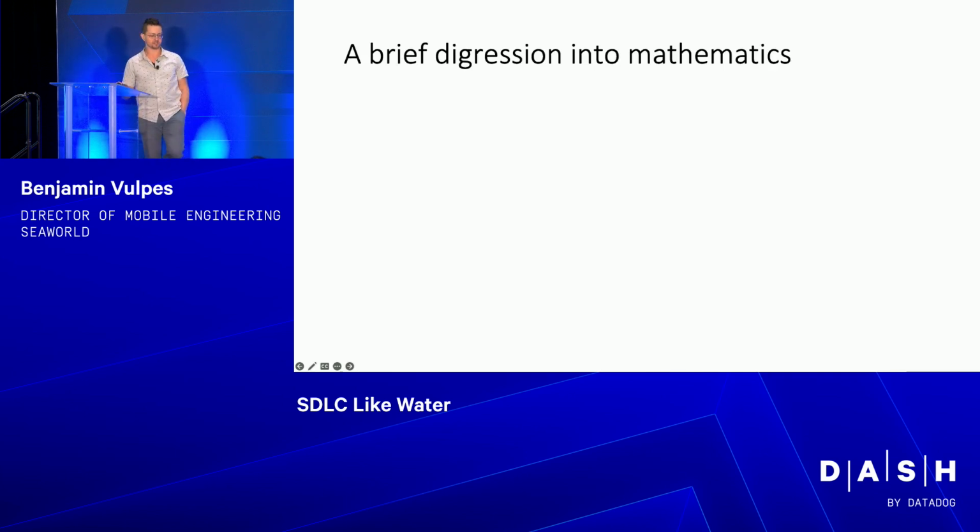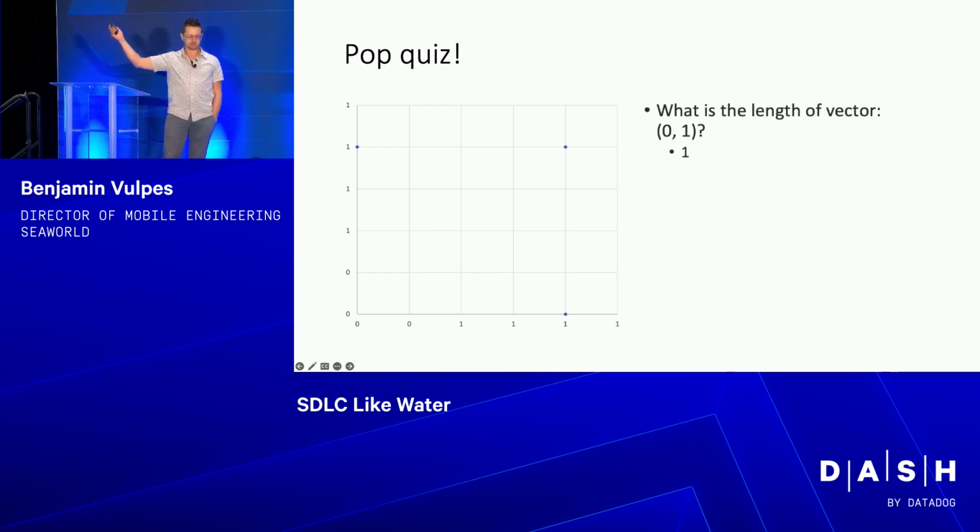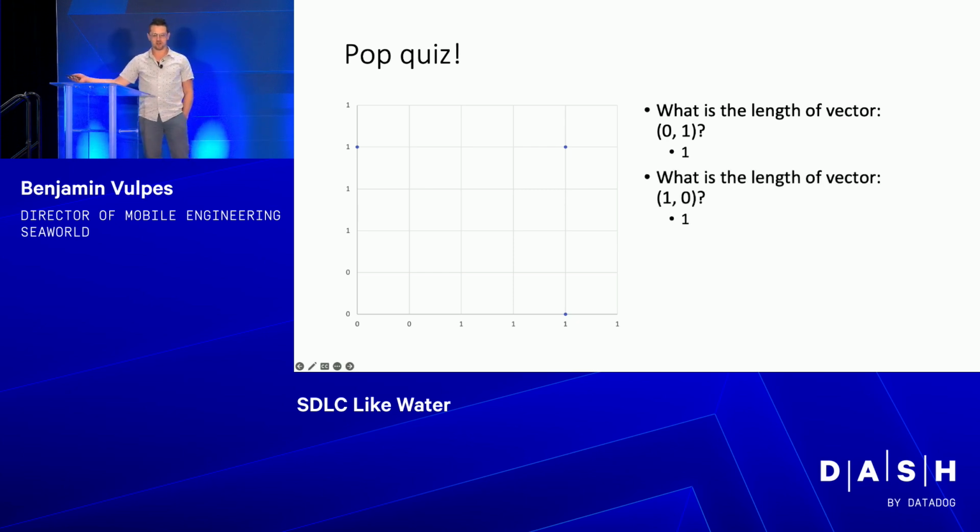No segue. Brief digression into mathematics. Pop quiz: what is the length of a vector? QA failure, I gave the answer away. The reason this happened is because I wrote it in PowerPoint and then shipped it to someone who transferred it into Google whatever, and then someone else translated it back. Anyways, what's the length of vector (0, 1)? Everybody all together: 1.